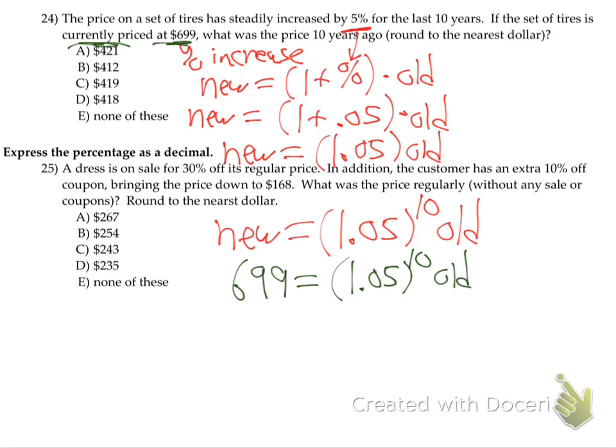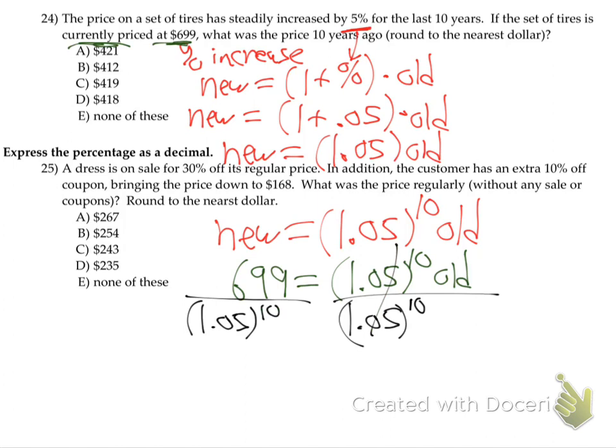So how are we going to solve for old? Solve for old like it's an X. Like it's a big old X. So what do we do? Divide by the 1.05 to the 10th. I'm not even going to figure out the 1.05 to the 10th because I don't want some big old decimal right now. I mean, you could totally do it. It's okay. But I just like to keep it a little cleaner.